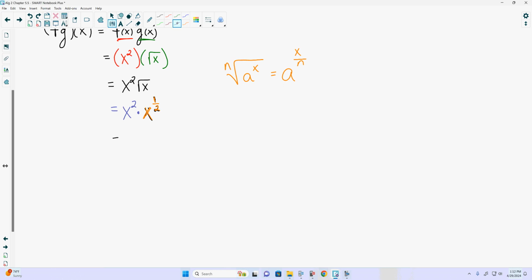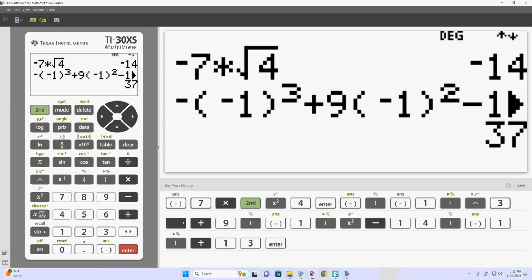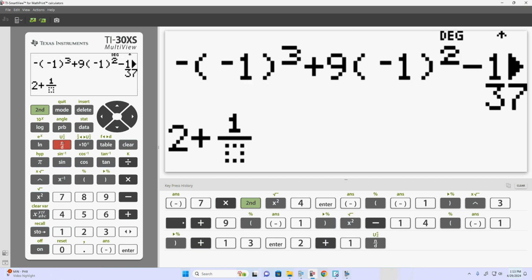But the reason they say that is because they're doing this just to get it as a single term. When we multiply like bases, we add the exponents. So we're saying 2 plus 1/2, well, is 5/2.